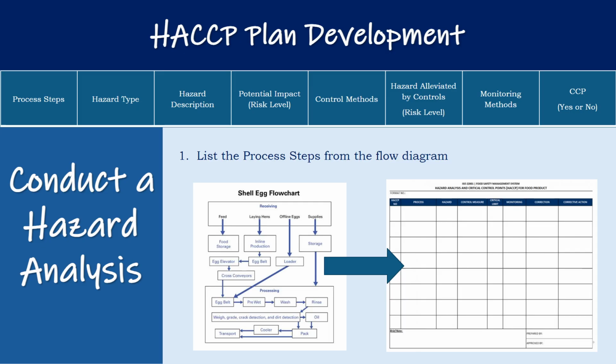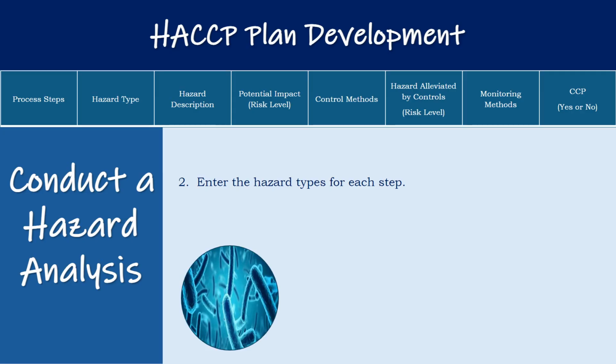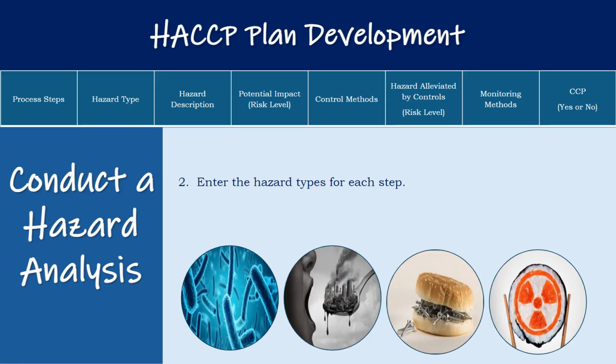The first step is to list out the process steps as identified on the flow diagram. Next, the hazard types will be entered for each process step. By recording each hazard type, it will validate that each was evaluated during the assessment. Typically, all hazards, including biological, chemical, physical, and radiological, will be entered on the form.